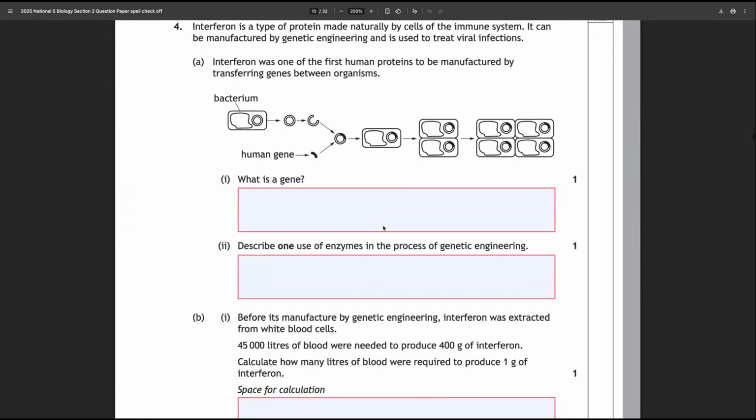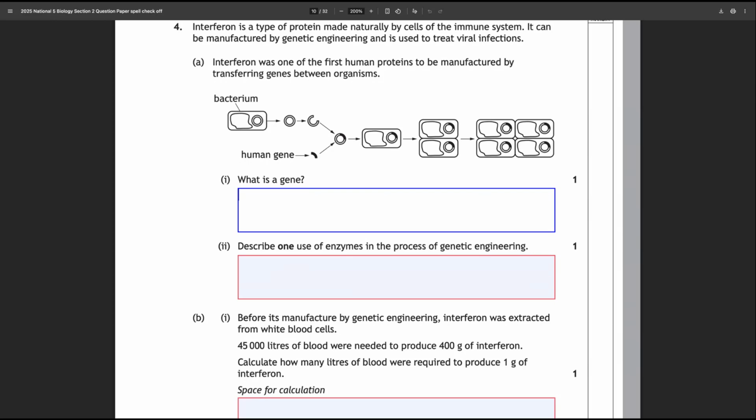On to question 4. It says, interferon is a type of protein made naturally by cells of the immune system. It can be manufactured by genetic engineering and is used to treat viral infections. So interferon was one of the first human proteins to be manufactured by transferring genes between organisms. And that diagram there should be familiar to most of you from your topic on genetic engineering, and hopefully you recognise all the steps there. But the first question is a definition question.